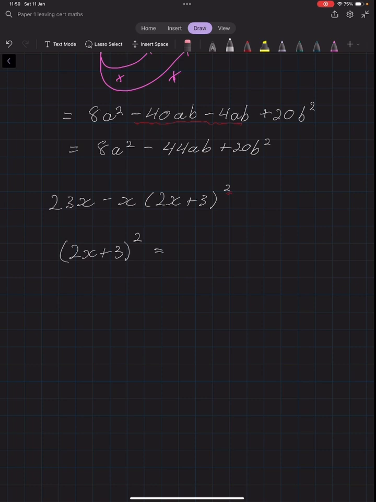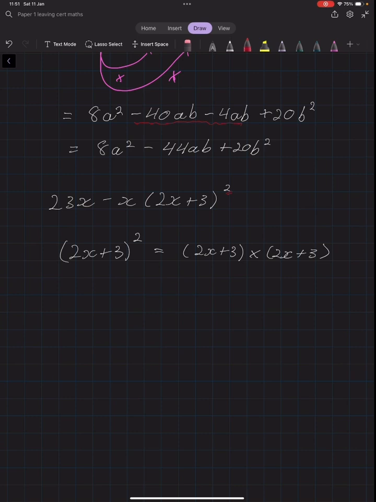What does it mean for a number to be squared? This is the same thing as 2x plus 3 multiplied by 2x plus 3. Okay, that's all it is. And if that was to the power of 7, I'd just have 7 of these. So it's just going back to your definitions. What does it mean to square a number? You multiply the number by itself. Okay, grand. So 2x plus 3 squared is just 2x plus 3 multiplied by 2x plus 3.